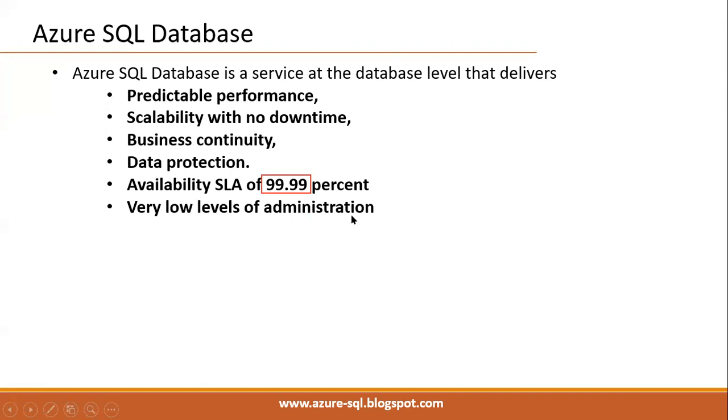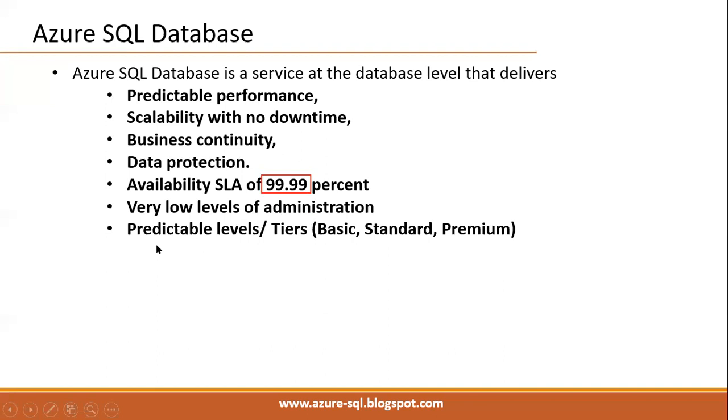Then very low levels of administration. That's why the same DBA can manage multiple databases at a time. Why? Because most of the things are automated here, so the task of administration is reduced. Predictable tiers are there, where we have basic, standard, and premium. Here are the pricing tiers, mainly basic, standard, and premium. Depending on the usage, we can select the performance tiers.